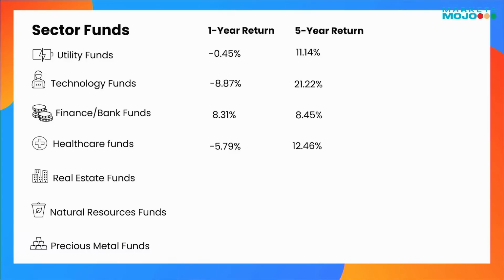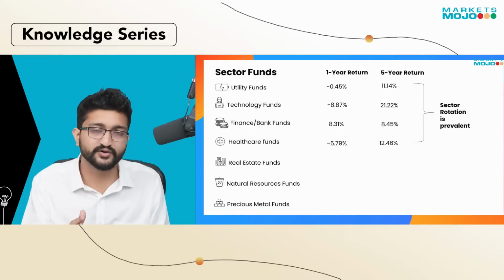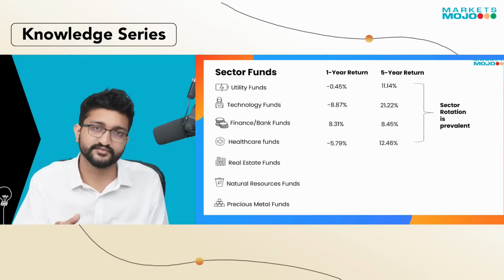Similarly, with finance, it's 8.31, 8.45 CAGR 5 years. And with healthcare, it's gone down, but it's 12.46. The problem with this is sector rotation is prevalent. It's very difficult to actually bet on one particular sector and say that this one will perform consistently.